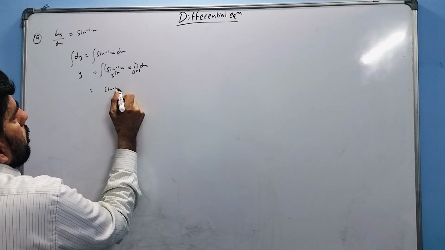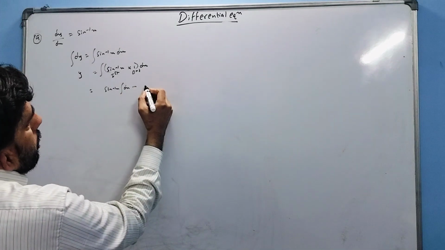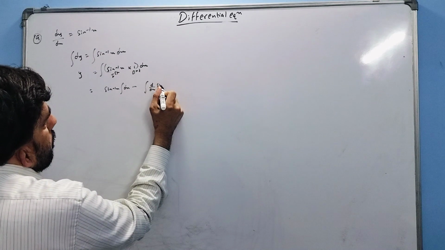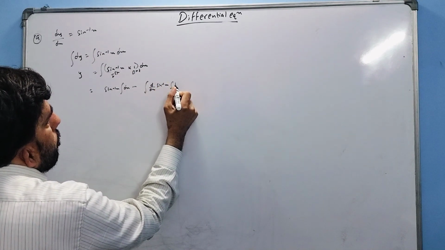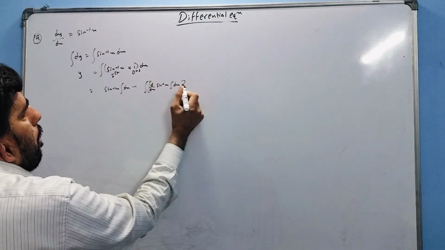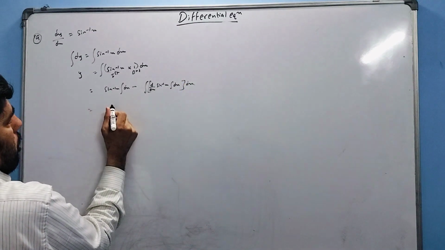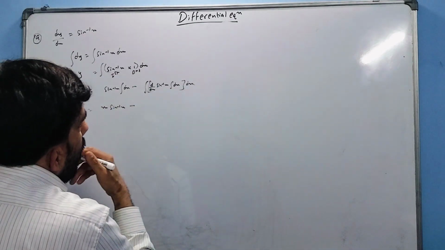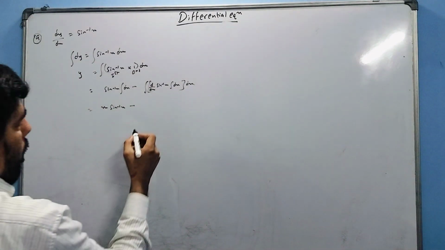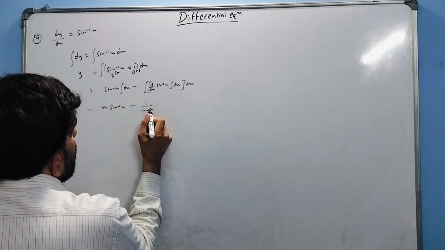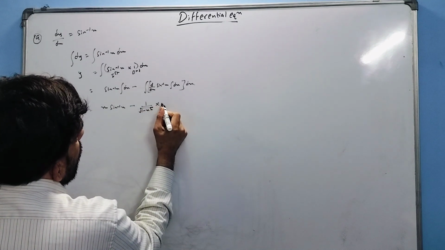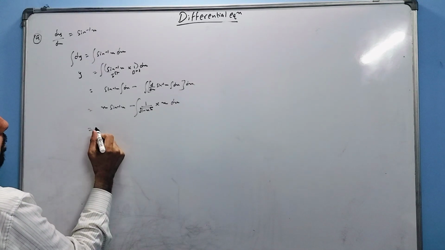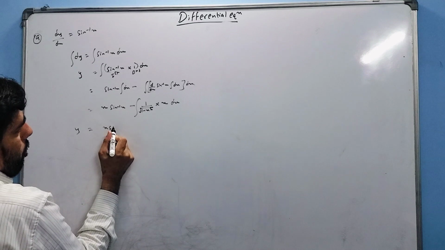Okay, sine inverse x times the integral of dx, minus the integral of the first differentiation of the first function, sine inverse x, times the integral of dx. Okay, so now we'll try to solve it. We get sine inverse x into x minus, now if I integrate this, I get 1 upon root of 1 minus x square into x dx. So now, x sine inverse x.